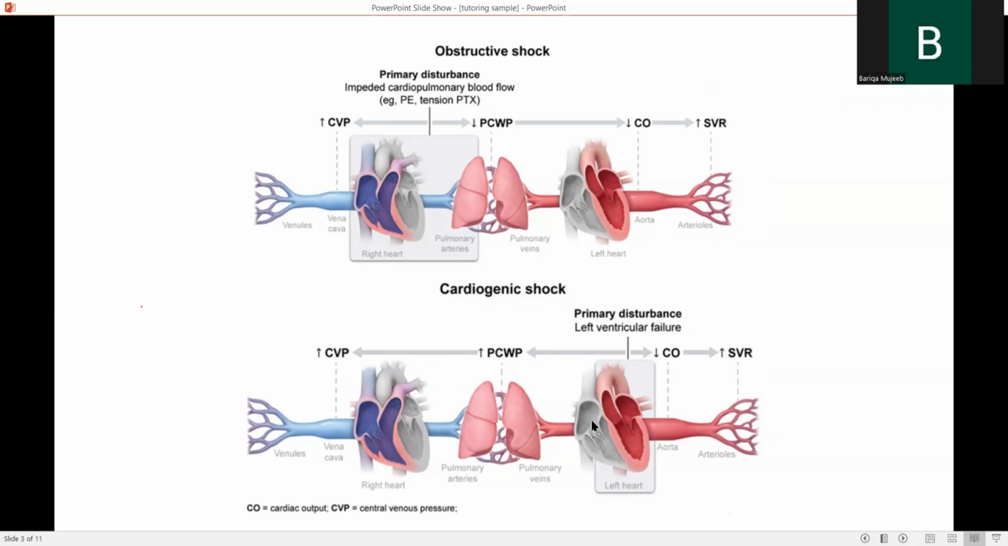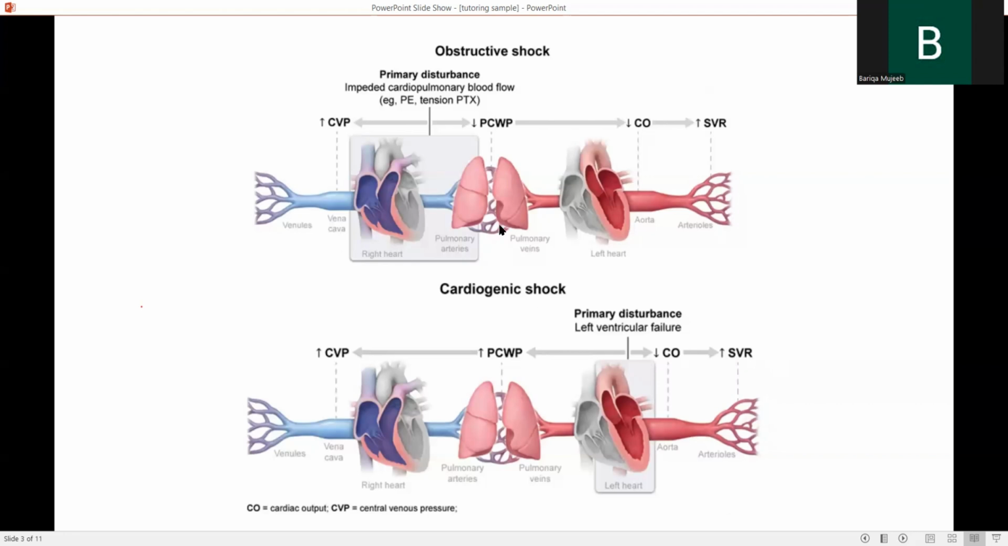And what will happen if the heart is not able to pump enough blood? The cardiac output will decrease, and the body will try to compensate for the decreased cardiac output by increasing the vascular resistance to maintain the blood pressure and the tissue perfusion. So systemic vascular resistance will increase. This is our body's response to manage the declining cardiac output and to provide adequate perfusion to the tissues. That's what happens in cardiogenic shock.